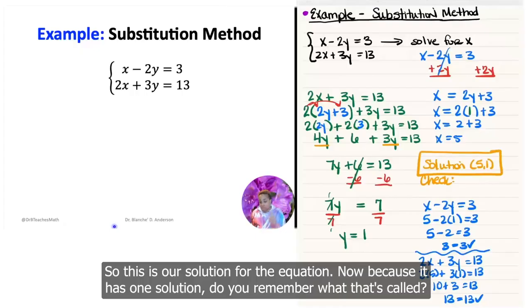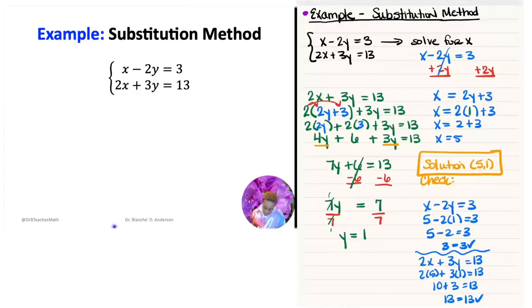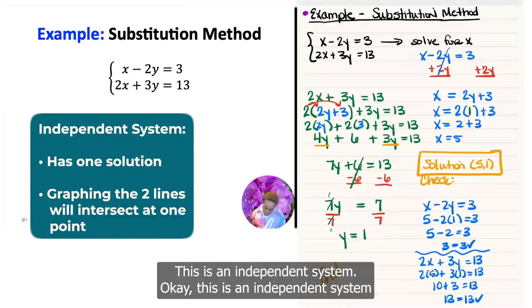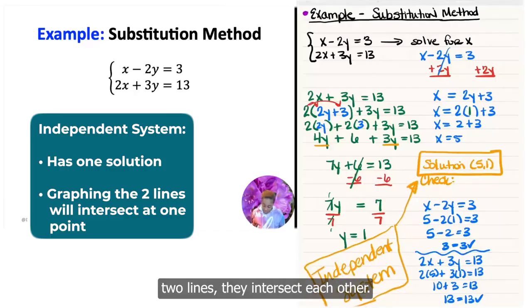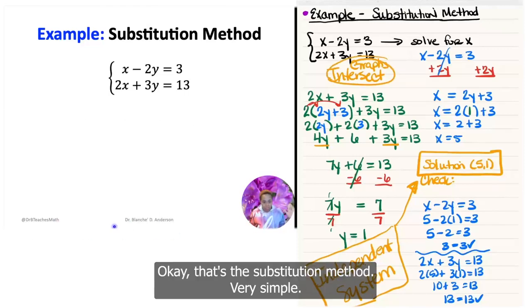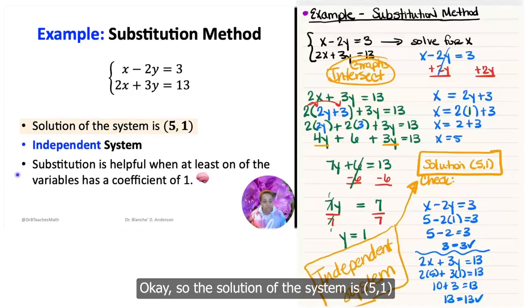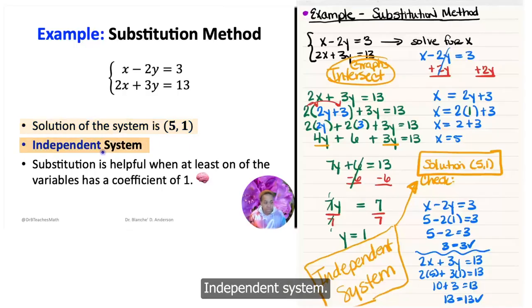Now, because it has one solution, do you remember what that's called? This is an independent system. Okay, this is an independent system because it has exactly one solution. So that means when you graph these two lines, they intersect each other. I'll put the graphs intersect. Okay, that's the substitution method. Very, very simple. Okay, so the solution of the system is 5, 1, independent system.